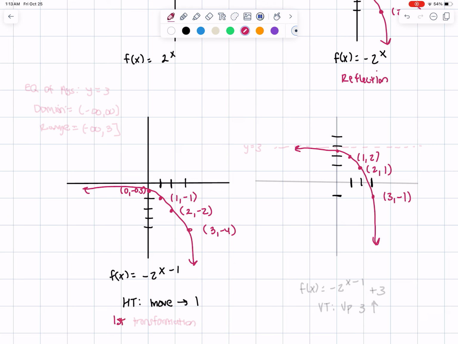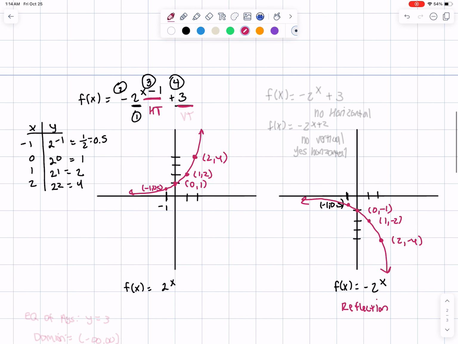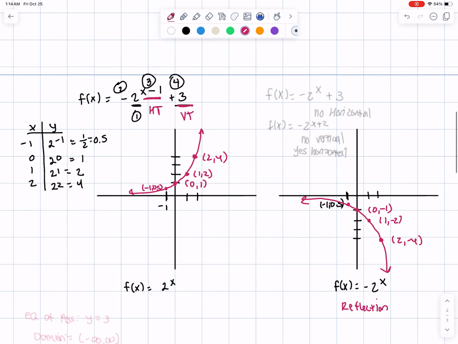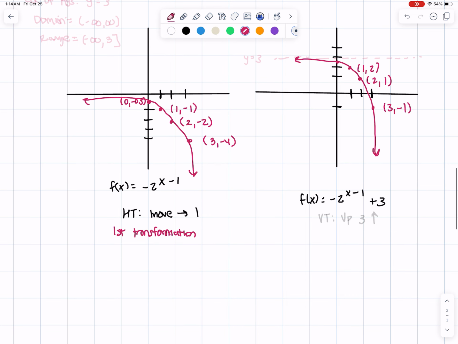So this was the first transformation. Now we need the second transformation, as our last final step of the function. So it's +3. So if we go to our original function, we have +3, so that will be our fourth step, and that is our vertical translation. So whatever sign is next to the vertical transformation will be that sign. So if it's +3, we're going to go up 3. So VT up 3.